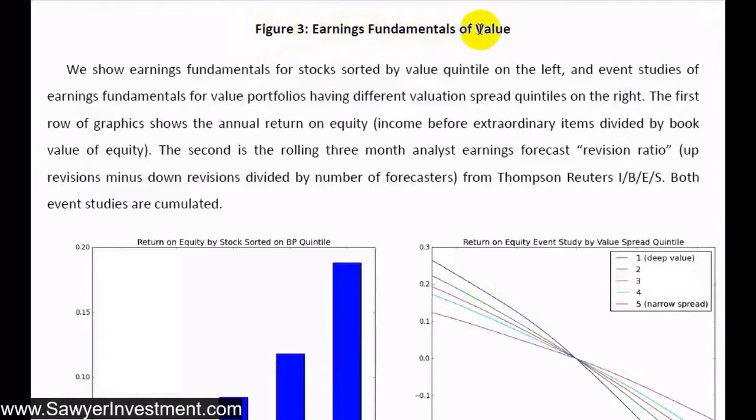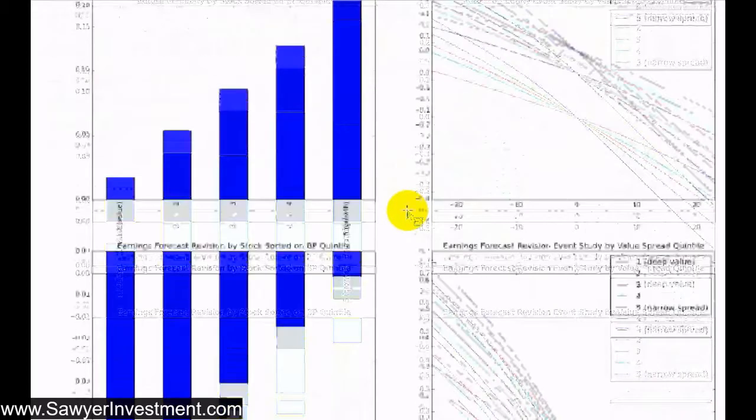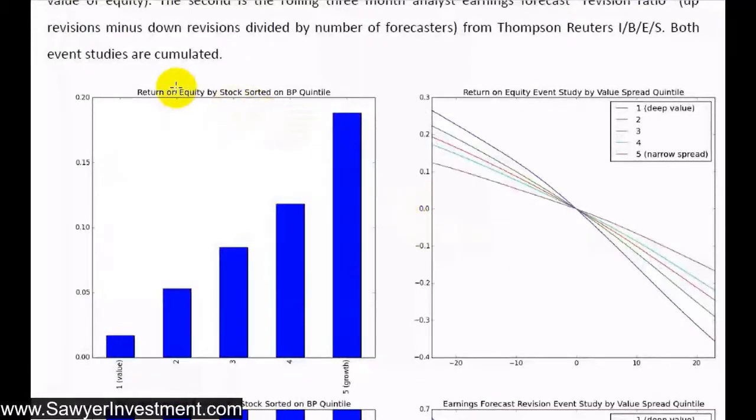Okay, so let's move on to figure 3 here. We're going to be looking at the earnings fundamentals of value. So we've got a couple charts here, as we did in the prior figures. The first one here shows the return on equity for each of the quintiles of book-to-price ratios. And we see the value portfolios, the ones with the highest book-to-price ratios, exhibit the smallest return on equity compared to the growth companies, which have the largest return on equity, and that's well known throughout other studies as well as this one.